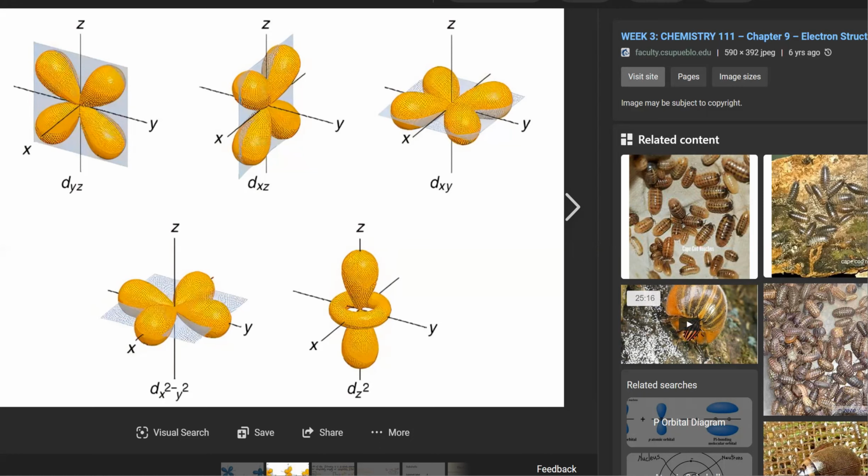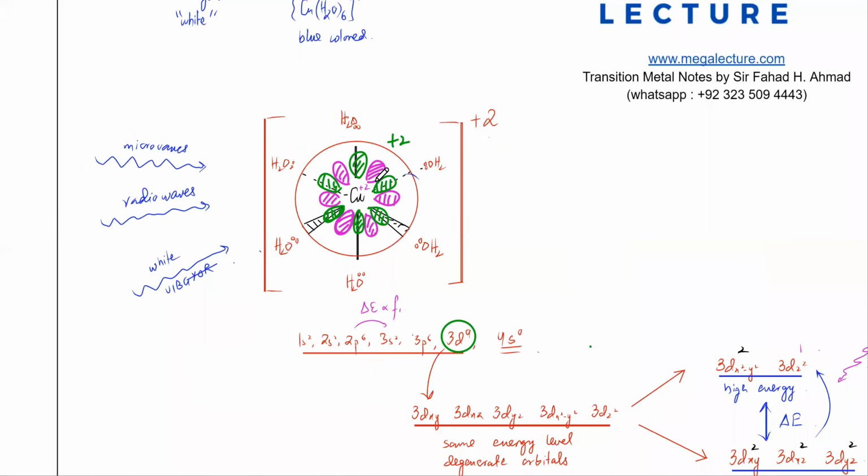So the simplistic model looks like this. This is all the d orbitals. The electrons could either be in the pink ones that are lying between the axes, or in the green orbitals which are lying on the axis, right? So the electrons would be filling up the d orbitals, and they would be filling this space over here. Is that clear?